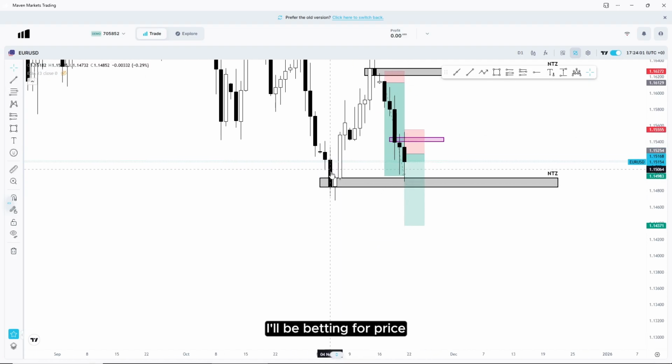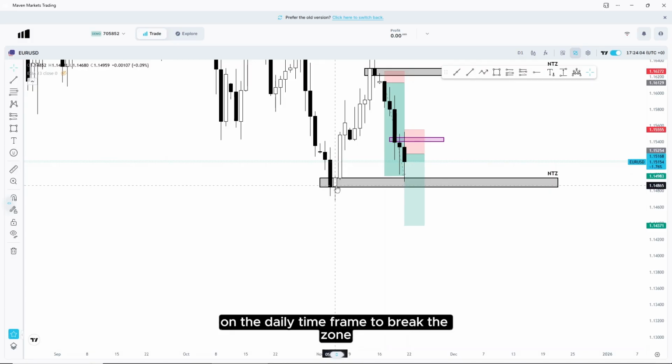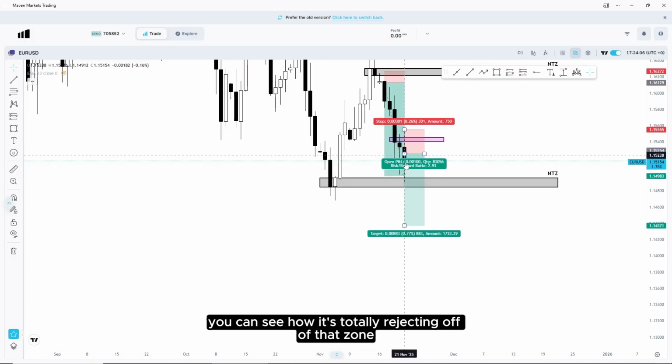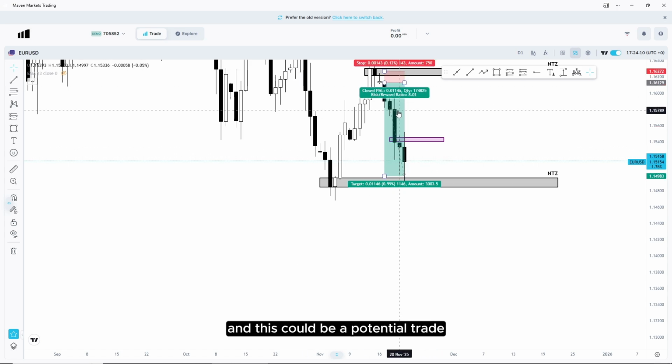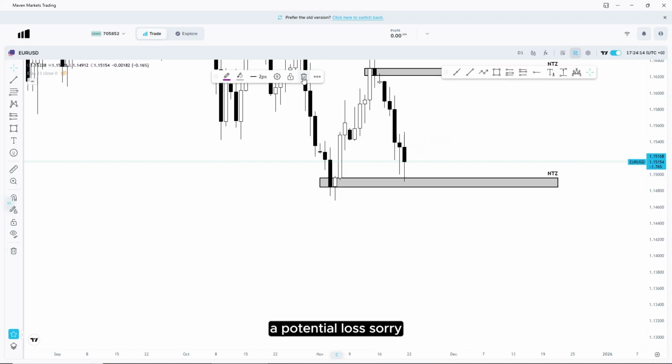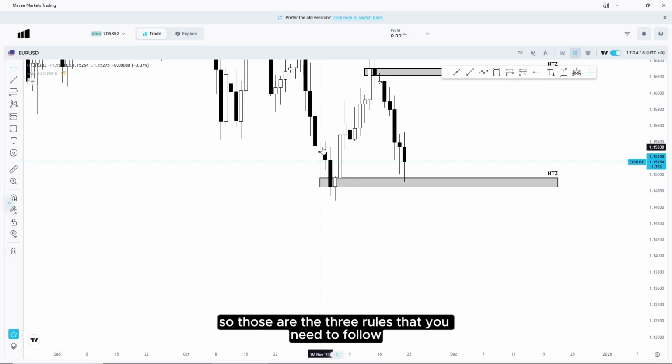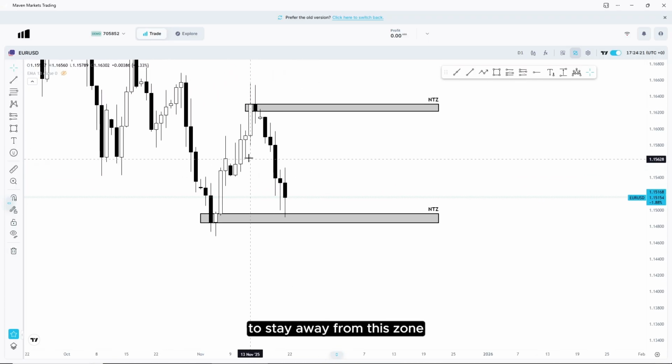This is why I completely ignore trading into the zone, because right now if I had taken that trade, I'll be betting for price on the daily time frame to break the zone, but it did not. You can see how it's totally rejecting off of that zone, and this could be a potential loss. So those are the 3 rules that you need to follow to stay away from this zone.